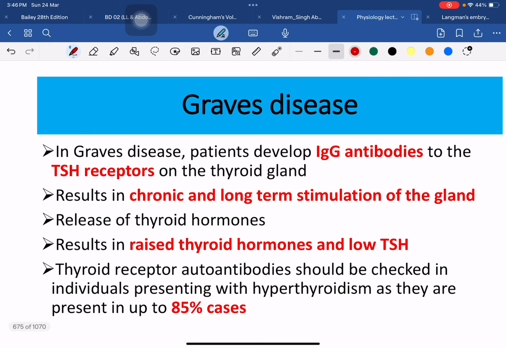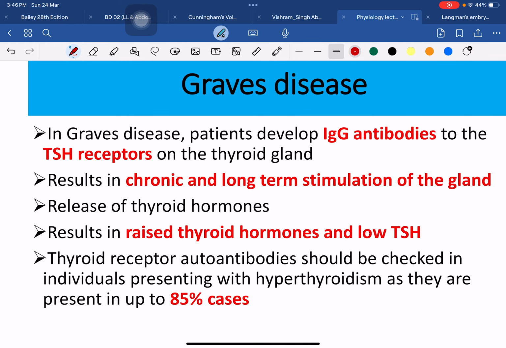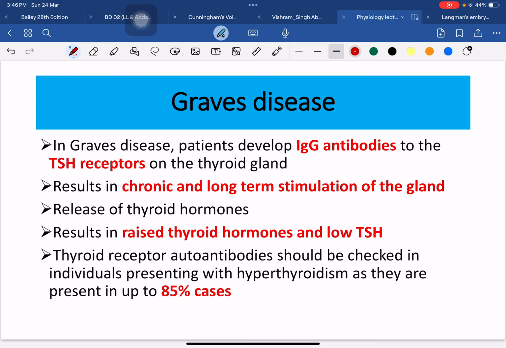So in Graves' disease, the patient develops IgG antibody. This is the IgG antibody, which means it is of longer duration, against the TSH receptor on the thyroid gland. So what is Graves' disease?